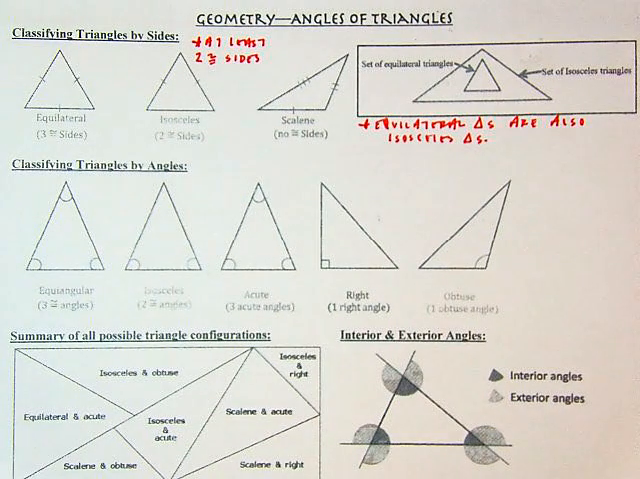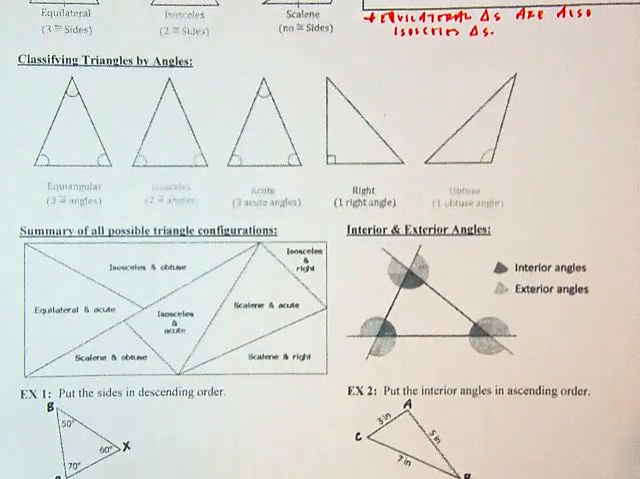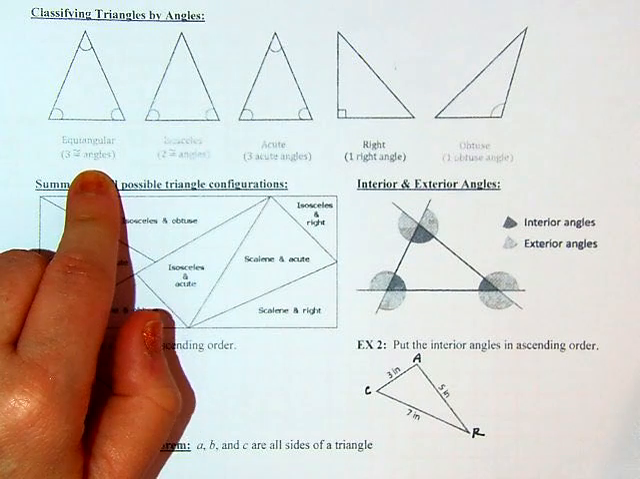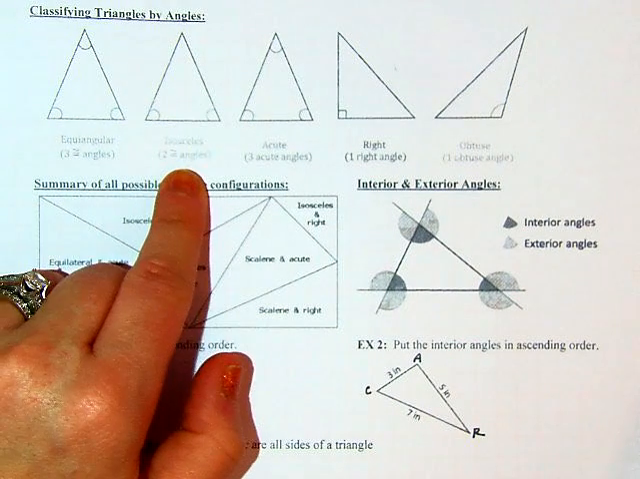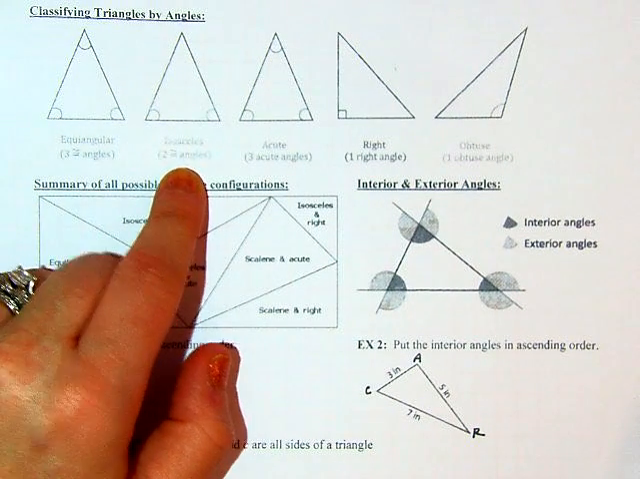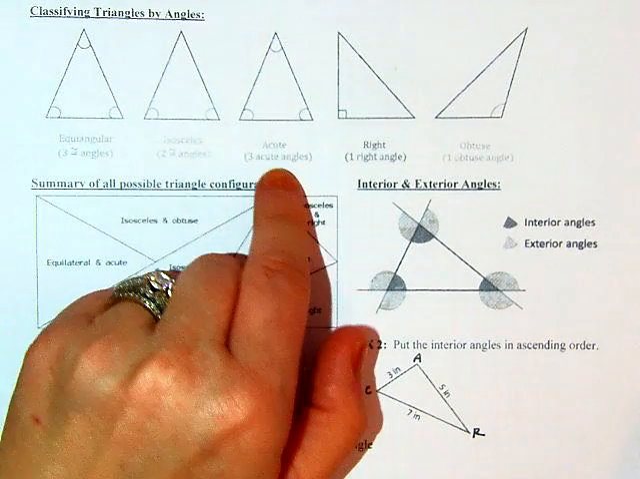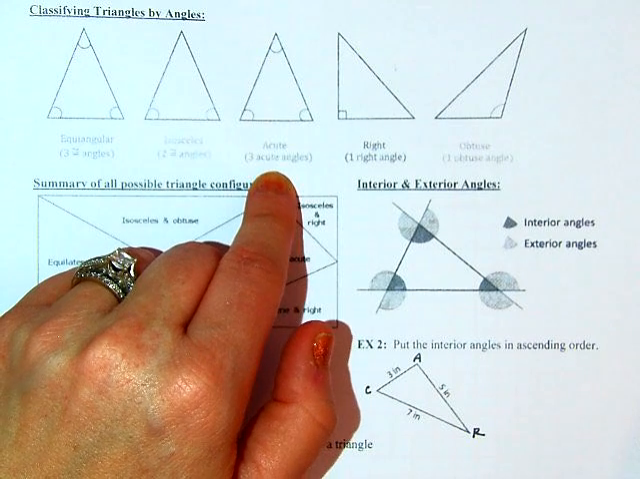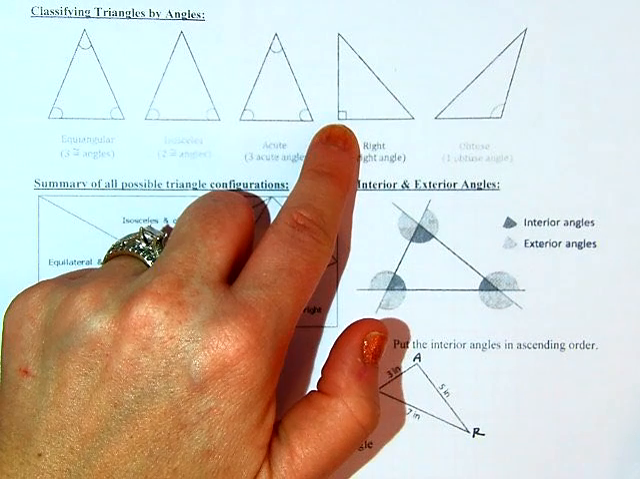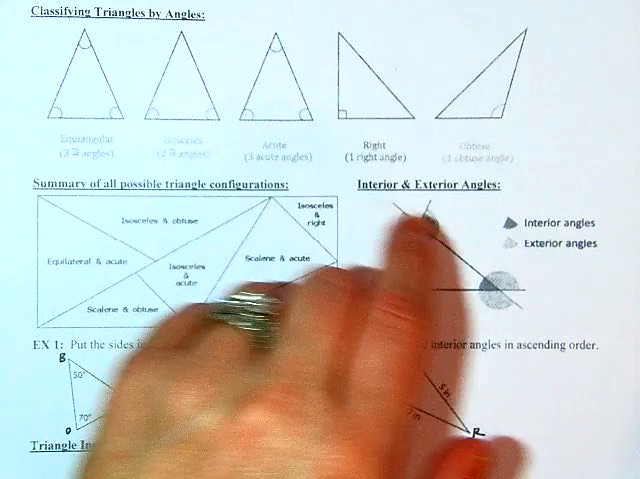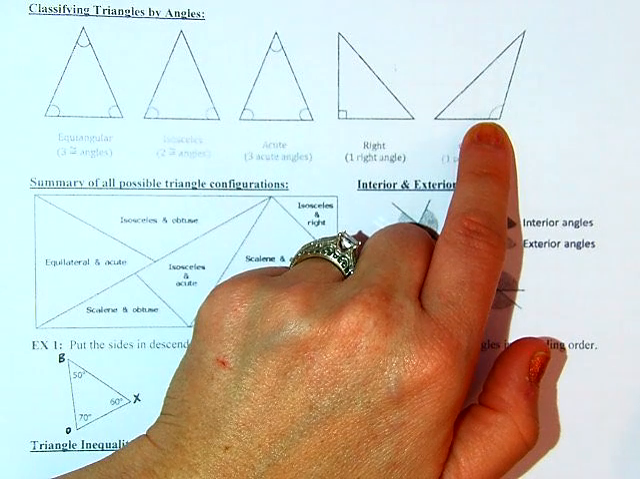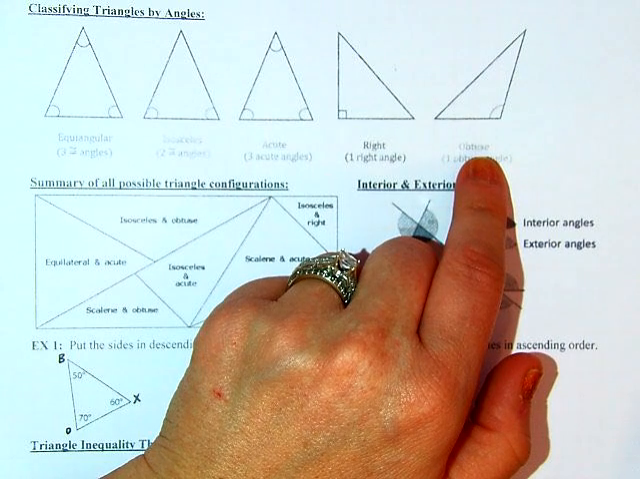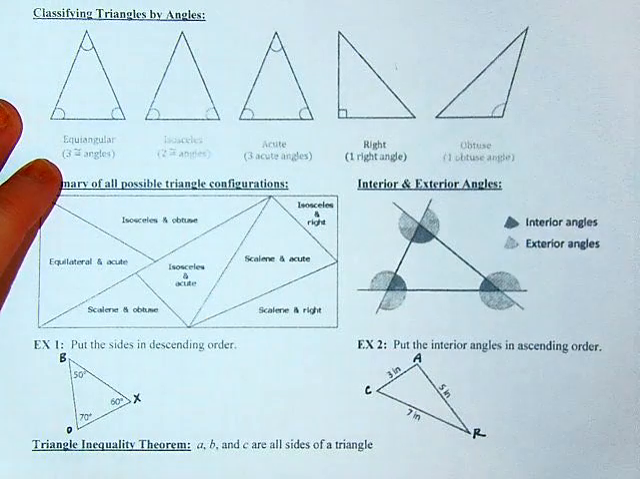Okay, we also classify by angles. If we have 3 congruent angles like so, that's equiangular. If we have 2 congruent angles, at least 2, right, it has to be isosceles. If a triangle has 3 acute angles, so all angles are less than 90 degrees, it's acute. If we see 1 right angle, it's right. If we see 1 obtuse angle, so 1 angle that is more than 90, less than 180, then it is obtuse.